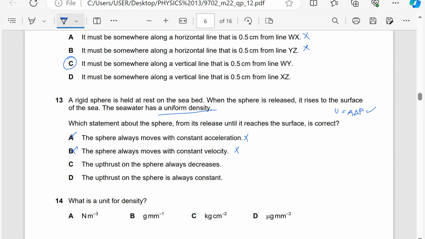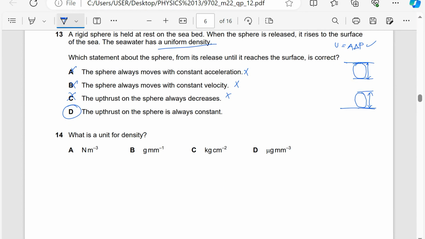The upthrust of the sphere decreases. The upthrust depends on the difference in pressure between the top and the bottom. So if this is the sea and this is the sphere, the upthrust always depends on the difference in pressure between the top and the bottom. Whether it rises, as long as it is still fully submerged, this height here, the difference between the top and the bottom of the sphere, is always the same. So the upthrust remains constant. So this is also not correct. The upthrust of the sphere is always constant. So the answer is going to be D.